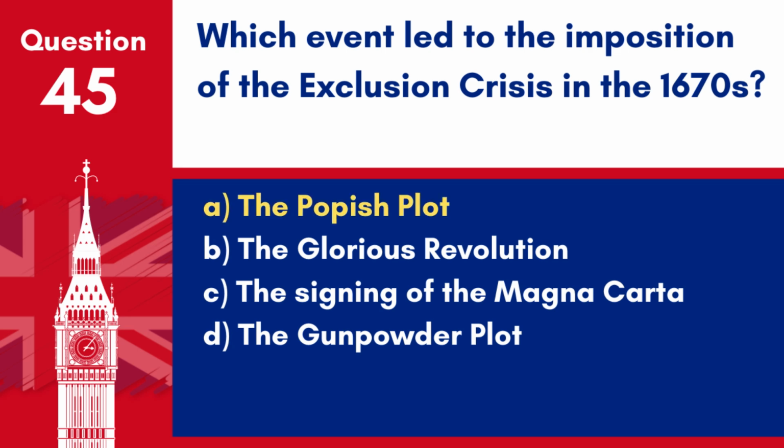Answer A. The Popish Plot. The exclusion crisis, which sought to exclude the Catholic Duke of York, later James II, from the throne, was largely influenced by fears of Catholic conspiracy and absolutism, exacerbated by the fabricated Popish Plot.